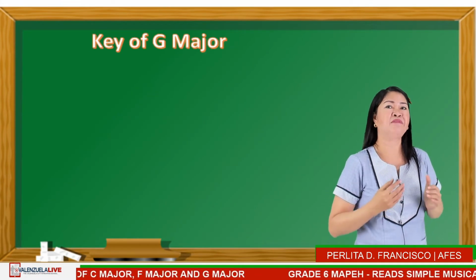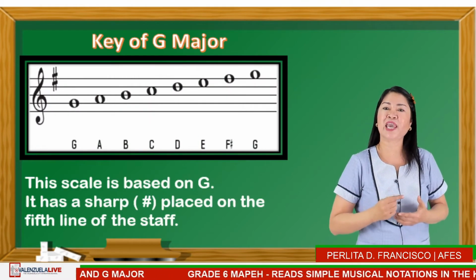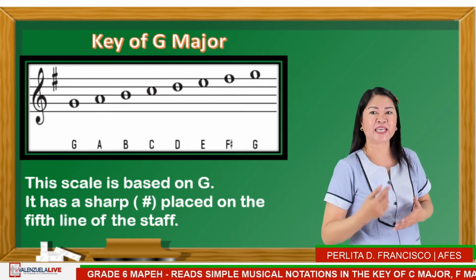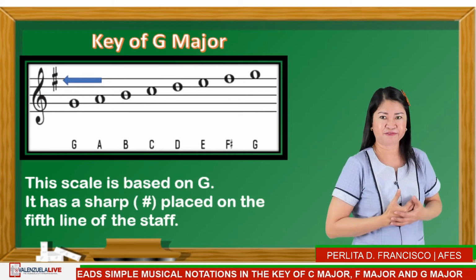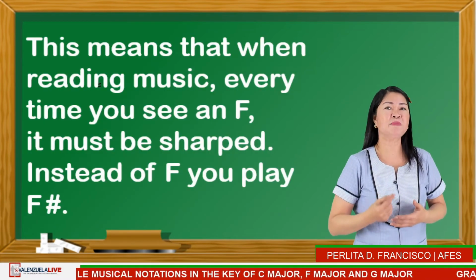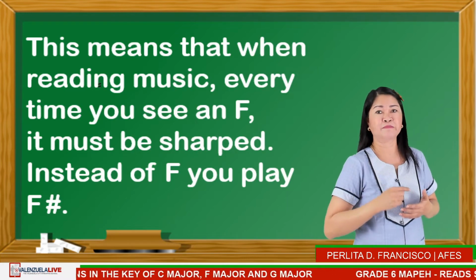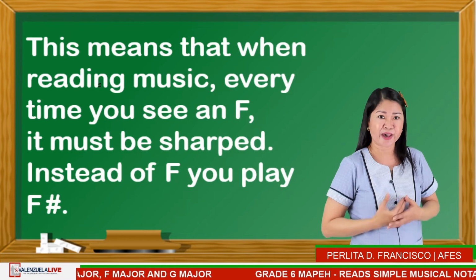So now we have the key of G major. This scale is based on G. It has the sharp placed on the 5th line of the staff. This means that when reading music, every time you see an F, it must be sharp. Instead of F, you play F sharp.